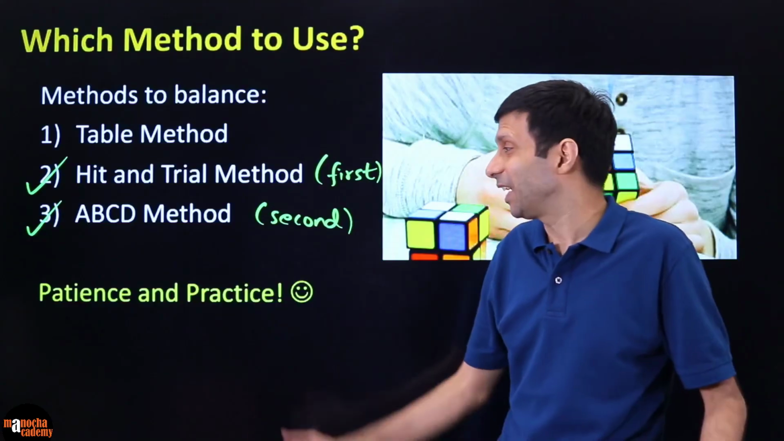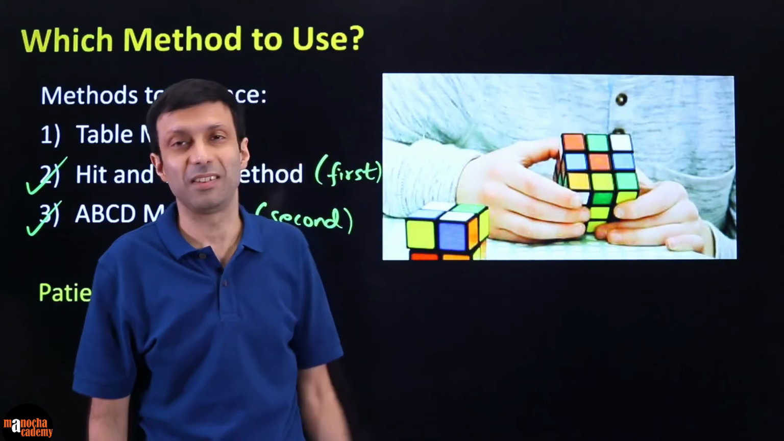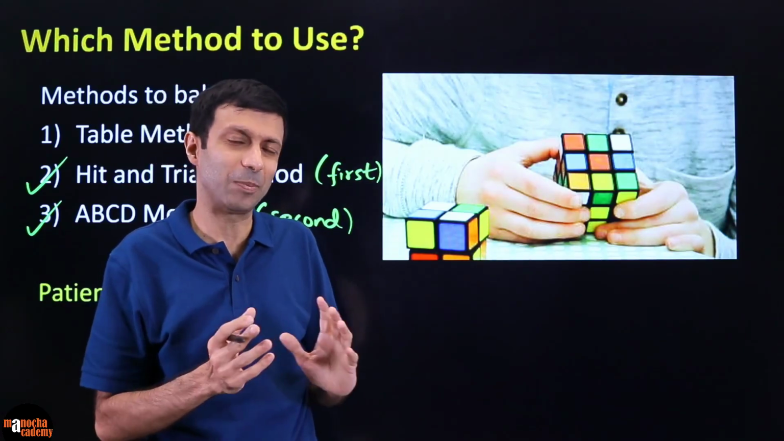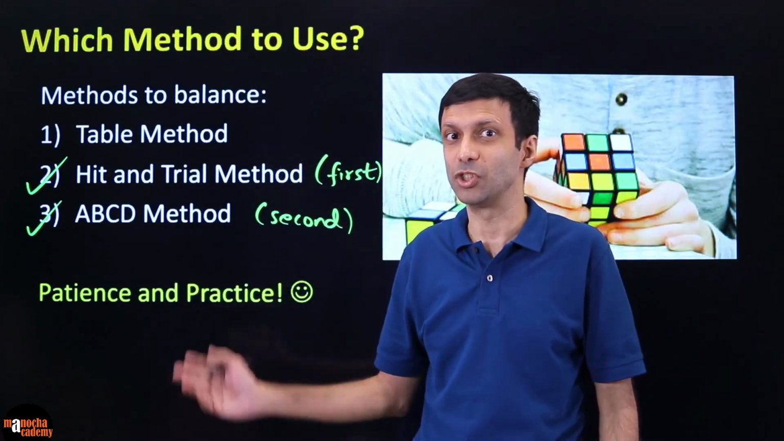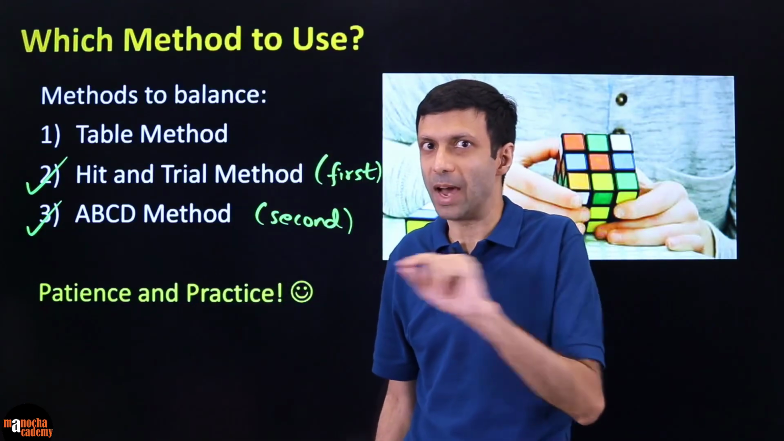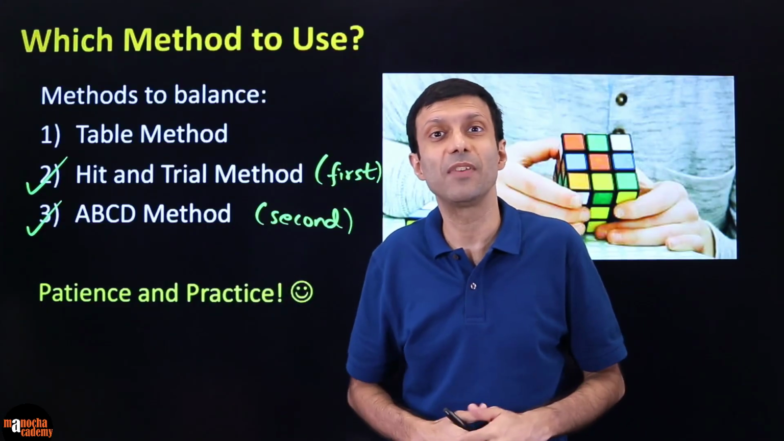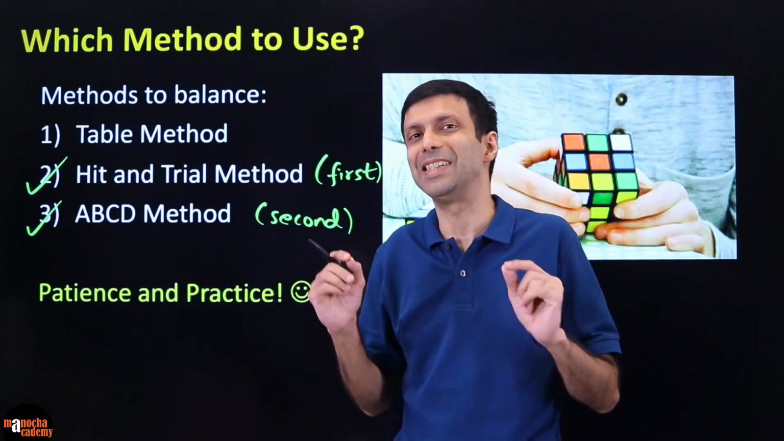So keep practicing, and with patience and practice, it will be as easy as solving a difficult Rubik's cube. That also requires patience and practice. Same thing for balancing chemical equations. And please don't forget to balance your equations. If you write an unbalanced equation, our teacher used to give us 0, even if the equation was perfectly correct, because the balancing numbers need to be right.